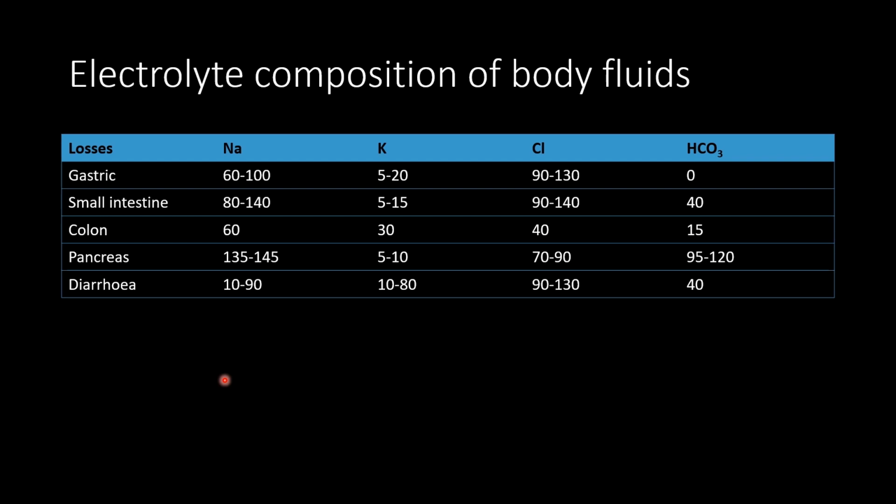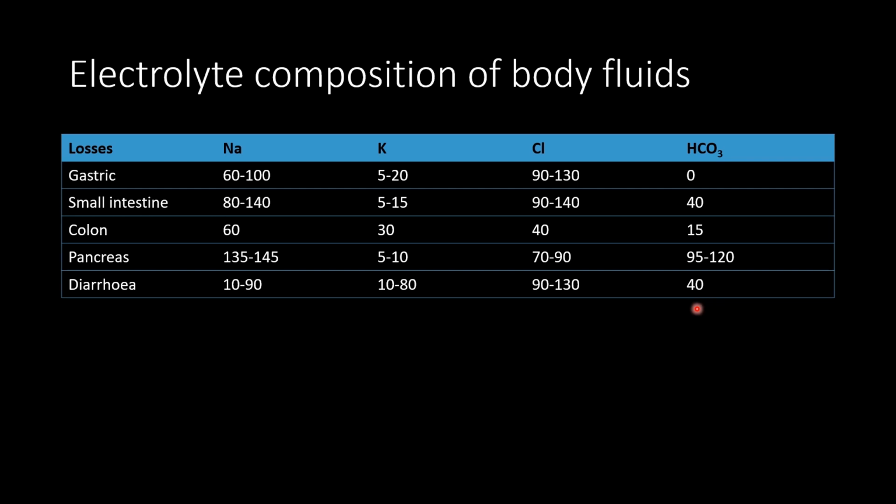For example, take diarrhea. In the diarrhea fluid, on an average, the sodium concentration is around 10 to 90, on an average around 50. The potassium concentration is around 10 to 80, on an average around 50 to 60. The chloride composition is around 90 to 130, on an average around 110. And the bicarbonate concentration is around 40.